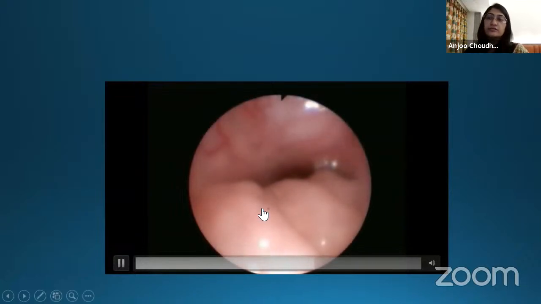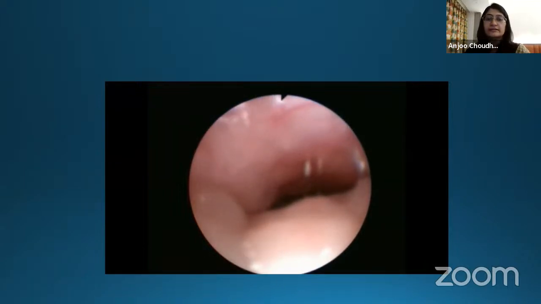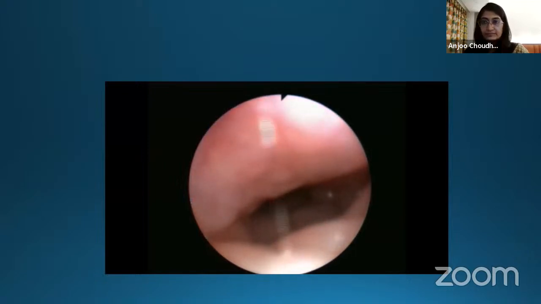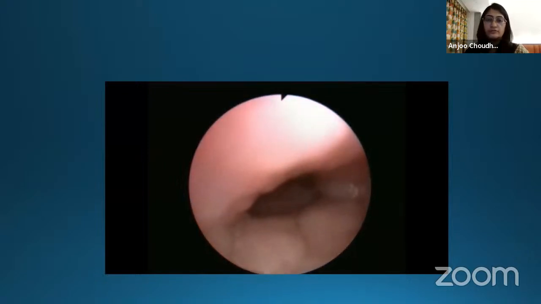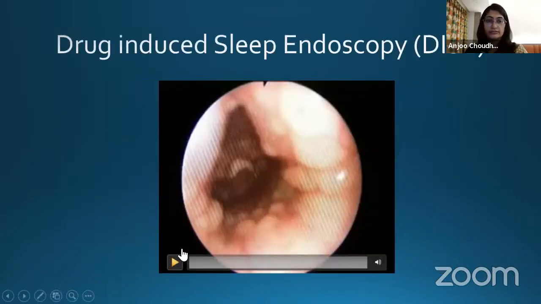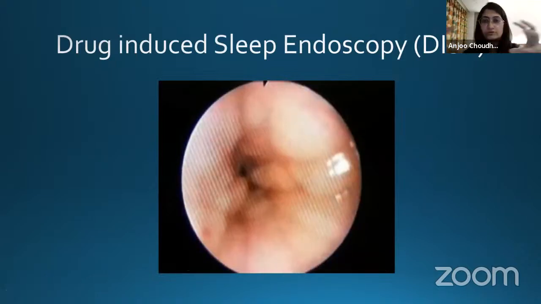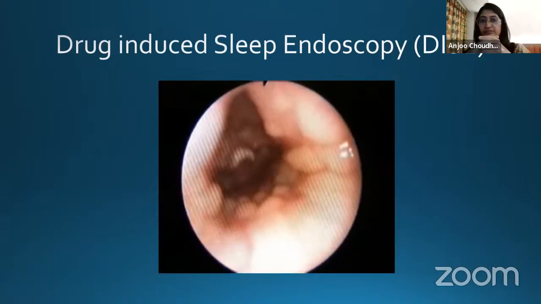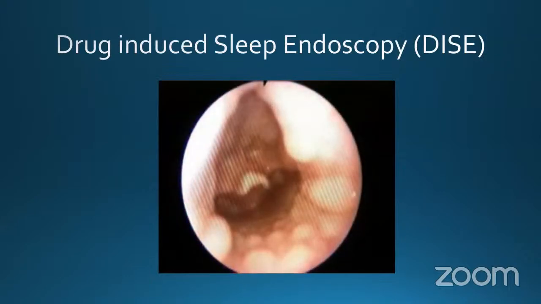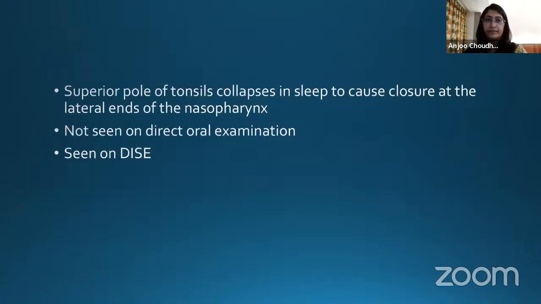So in cases where we are doubtful about whether a surgery needs to be done or the patient has any other associated comorbidities, then we do advise a sleep endoscopy before undergoing the surgery. So this is also another example where when an endoscope is passed, we see both the tonsils and the lateral oropharyngeal walls are squeezing in during sleep. So this is where we would recommend a tonsillectomy along with adenoidectomy for this child.